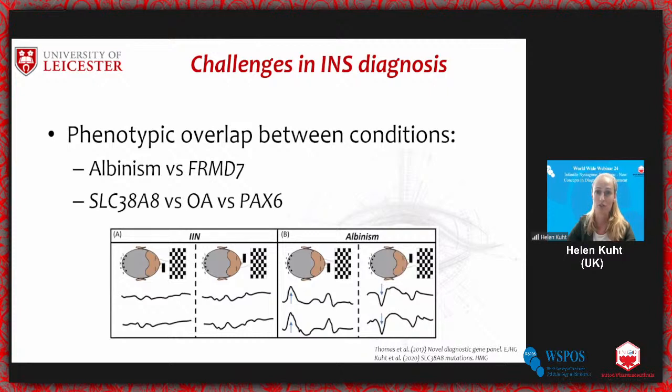In our paper, we also described the largest cohort of SLC38A mutations to date, where 90% were initially misdiagnosed as PAX6 or ocular albinism, and were only identified as SLC38A mutations following genetic testing, therefore highlighting a really important need for this genetic testing.